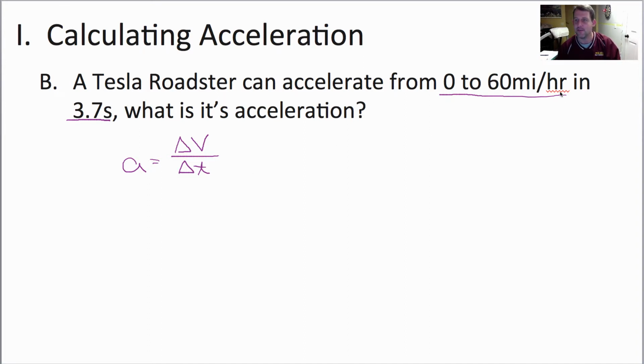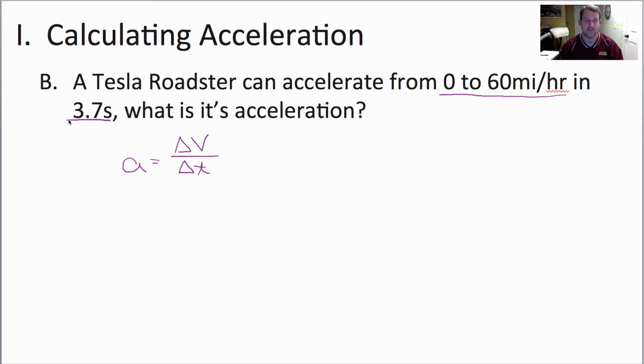Now, if we look at this number and we say, okay, what will happen if we change this number? What if instead of going from 0 to 60, we went from 0 to 90 in that same 3.7 seconds? Of course, that would require a greater acceleration, so your acceleration number should get bigger because you have to speed up more. Just like if we were to decrease this number, if we were going only from 0 to 30 miles an hour in 3.7 seconds, that would be a smaller acceleration. It would be easier to make that happen because you're speeding up slower.